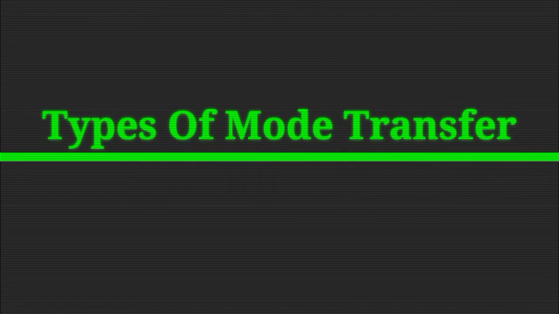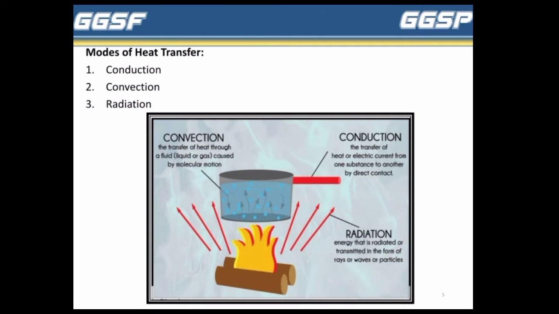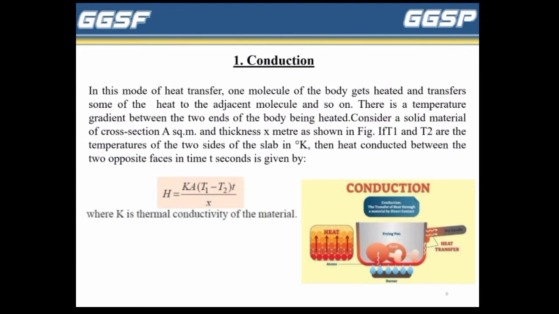There are three modes of heat transfer. The first one is conduction, the second one is convection, and the third one is radiation. Conduction: in this mode of heat transfer, one molecule of the body gets heated and transfers some of the heat to the adjacent molecule, and so on. There is a temperature gradient between the two ends of the body being heated.